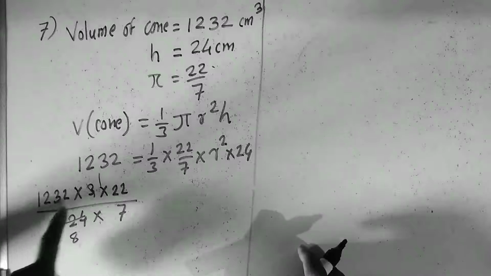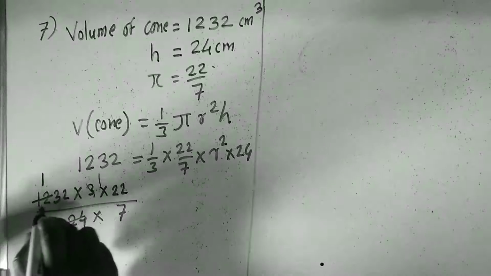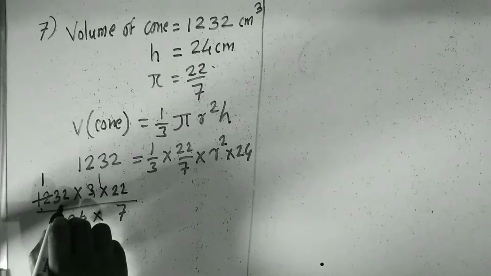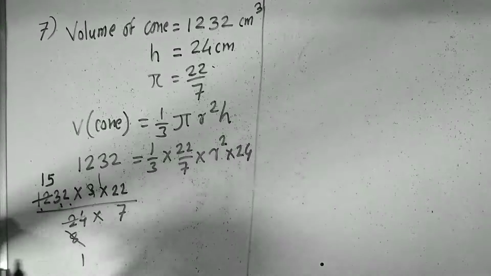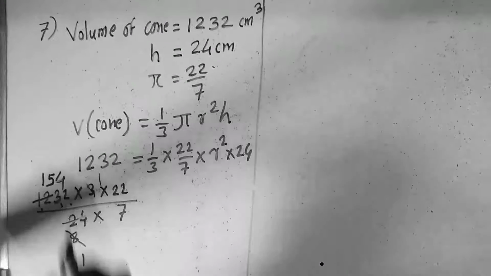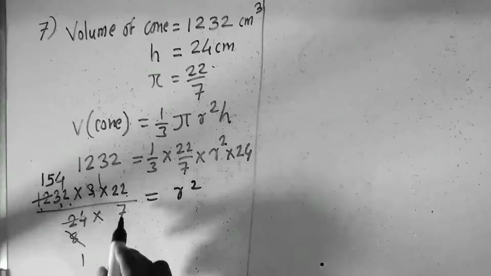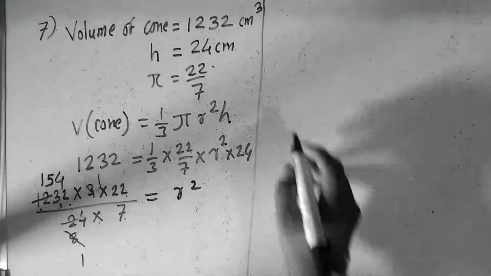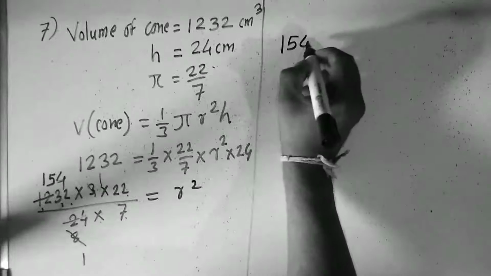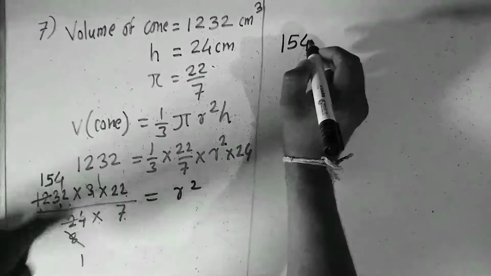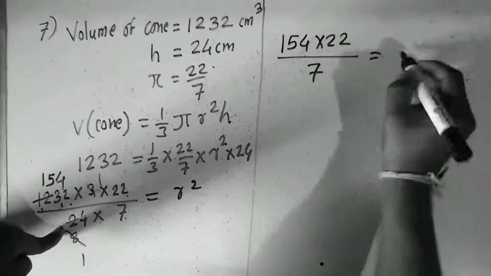Now I can divide 1232 by 8. 8 ones are 8, 8 ones are 8, 4 will remain, 43, 3. So it will become 8 fives are 40, and then 32. So 8 fours are 32. So it is 154 into 3 upon 22 upon 7. Now let me write here 154 remaining here. 3 is already cut by dividing this. Multiply by 22 upon only 7 is remaining, equals r squared.